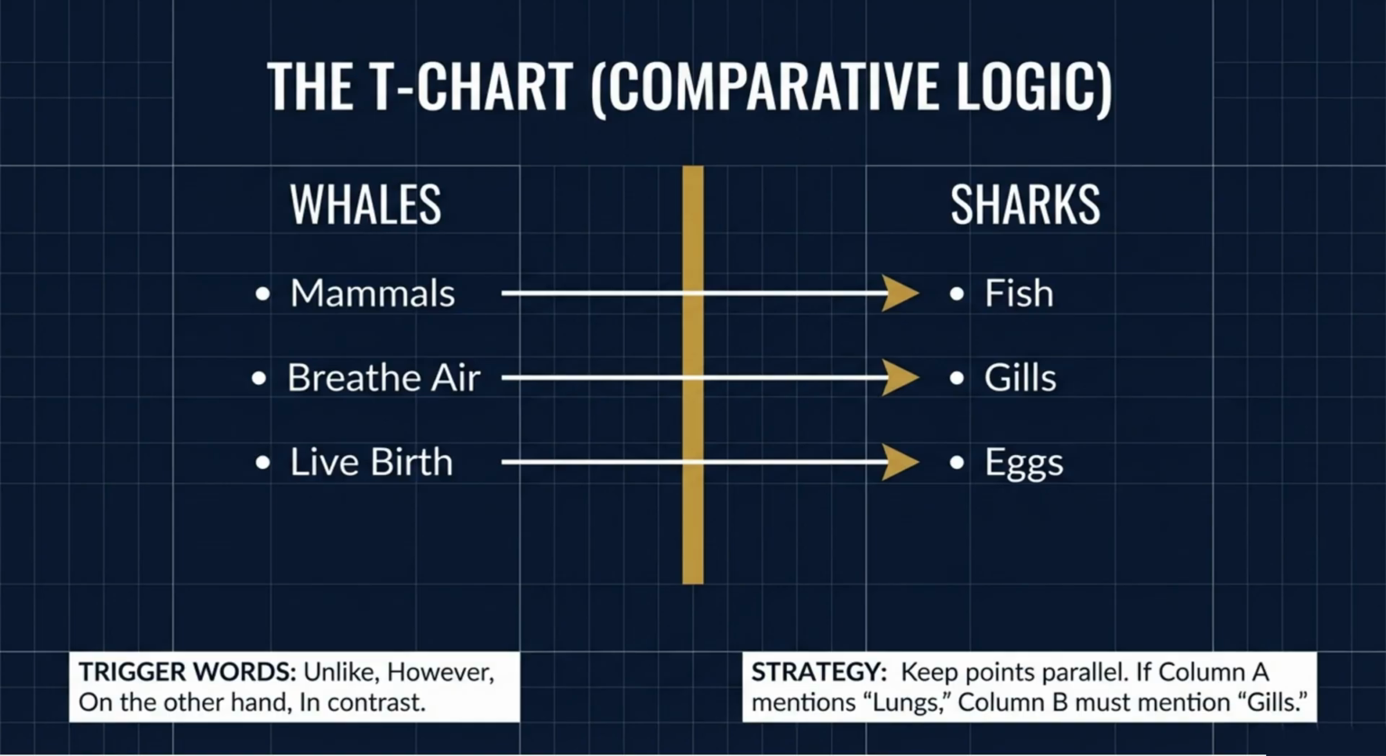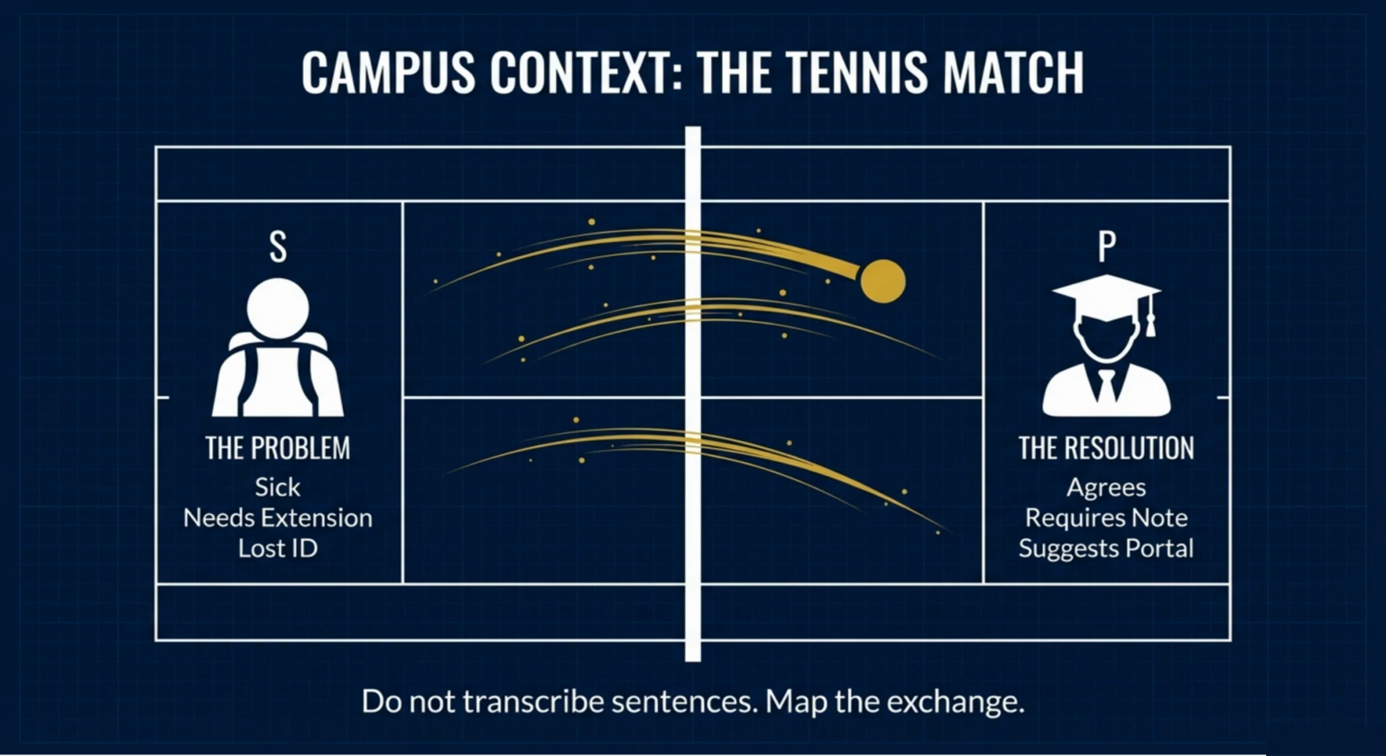Look for trigger words like however, in contrast, or unlike. In TOEFL conversations, someone usually has a problem, and someone else offers a solution. Think of it like a tennis match. The student says, "I lost my ID." The professor replies, "Use the student portal." Back and forth. Do not write long sentences. Instead, map the exchange. Write down what was said and why it matters.